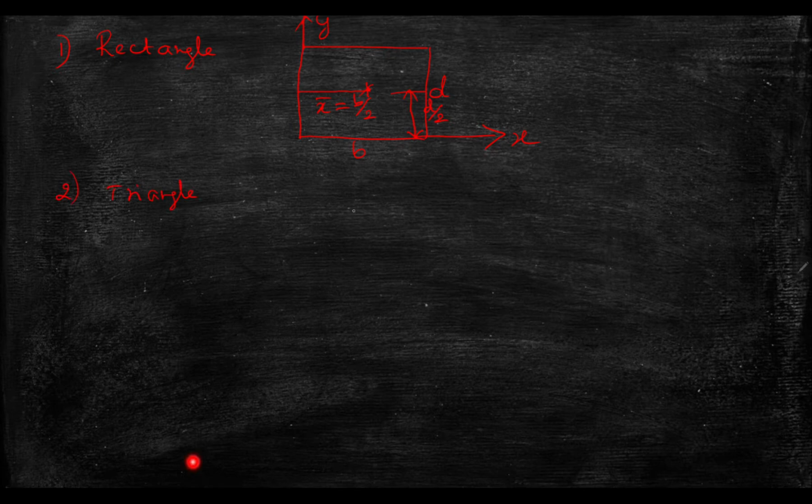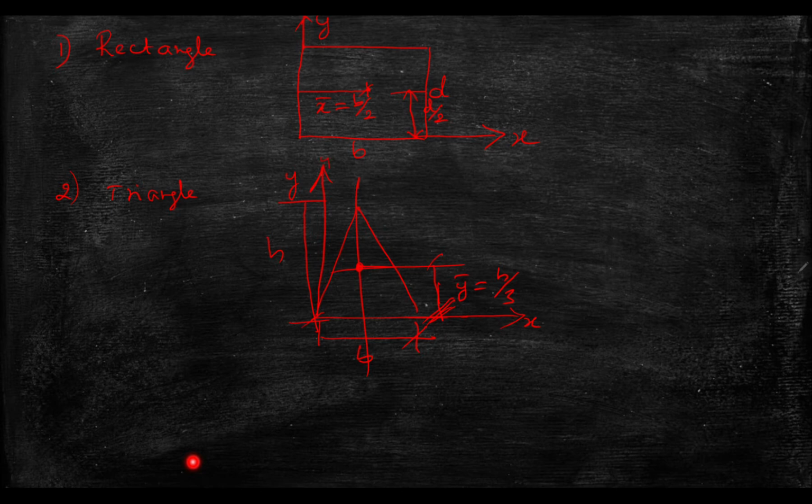Give your full attention for this. If I am having the triangle like this, and this is my x axis and this is y axis, this is the height and this is B and this is the centroid. This y bar will be equal to h by 3 from the base. Please remember that if the triangle is like this, then from the base it is h by 3, from the apex it is the remaining h minus h by 3. So that is 2/3 of h.